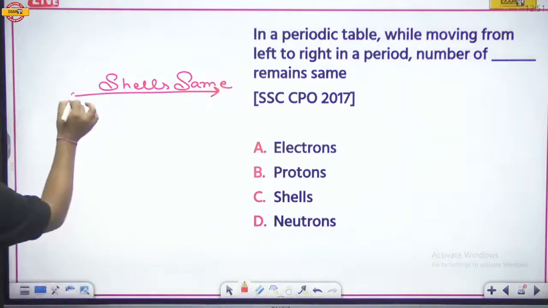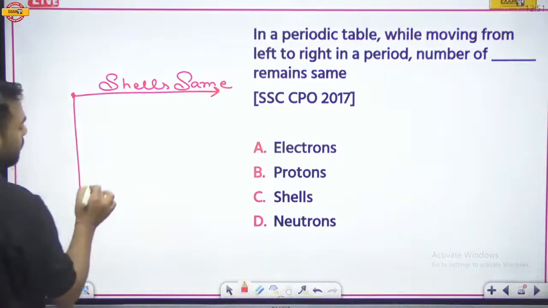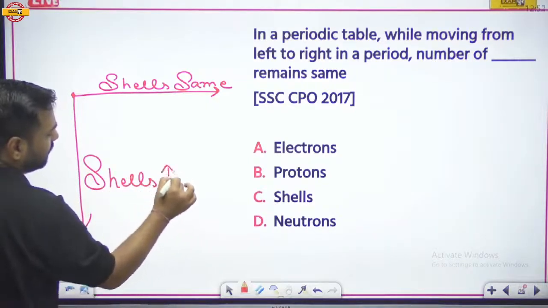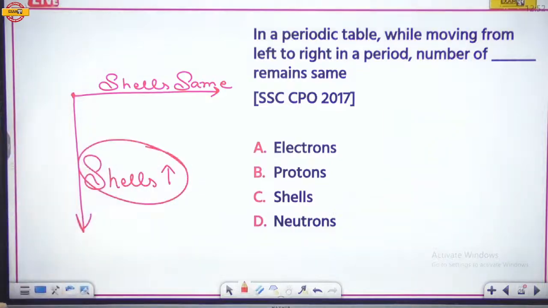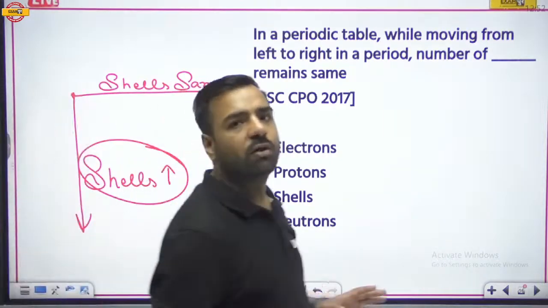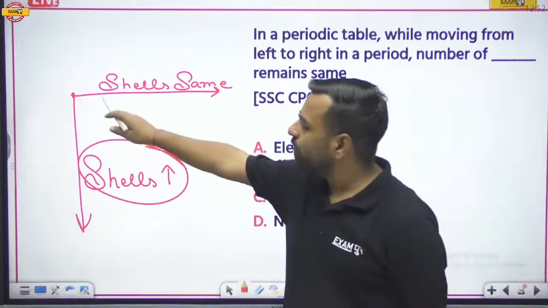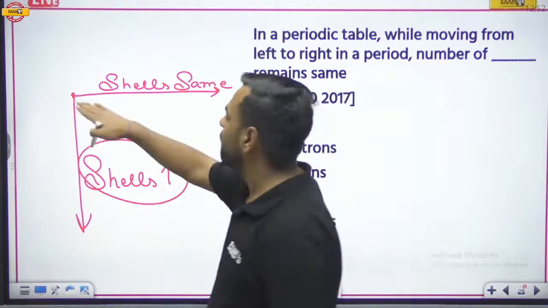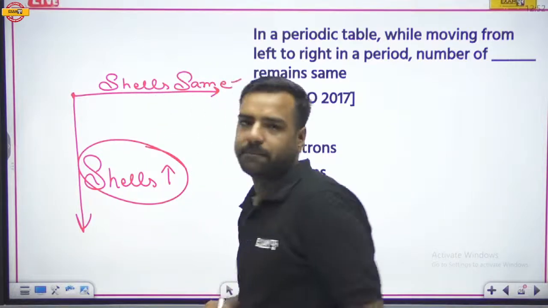But when I move from top to bottom, the number of shells are going to increase. Very, very important. Do not forget what I'm saying. When you move from top to bottom, the number of shells increases. But when you are moving from left to right, the number of shells remains same.